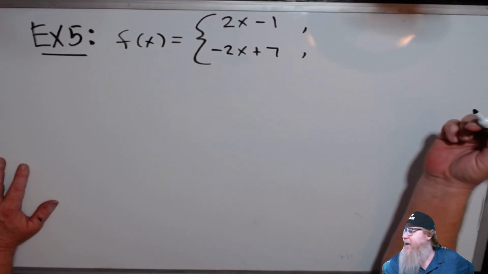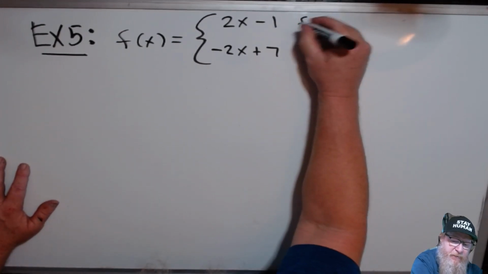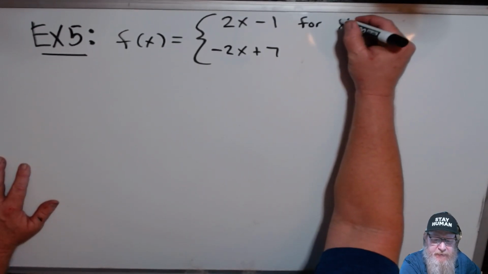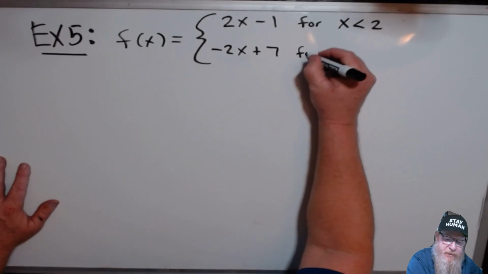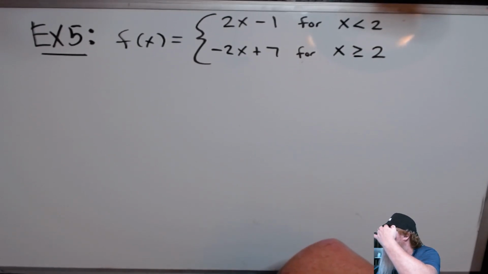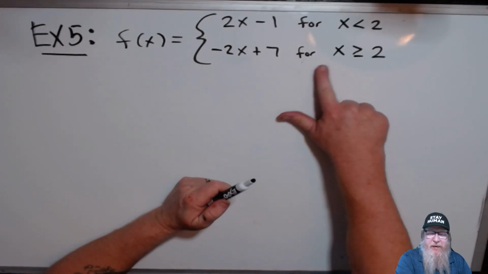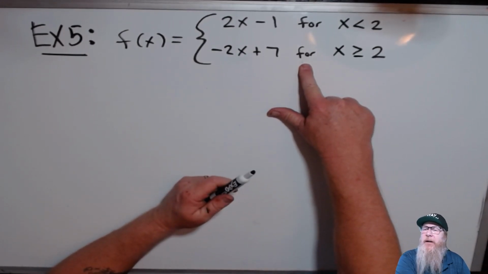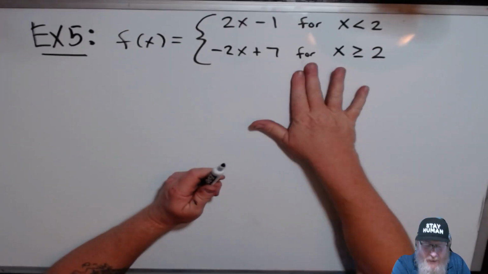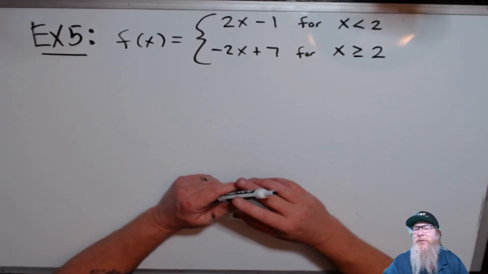Sometimes I'll say if, sometimes I'll say for. Sometimes I'll say when. Oh, it's 2 again. That's okay. It makes for a good example. So sometimes we don't write a word at all. We just put a comma or a colon or a semicolon. There's really no standard, believe it or not. You have to put something to indicate that this is the condition under which this is true.